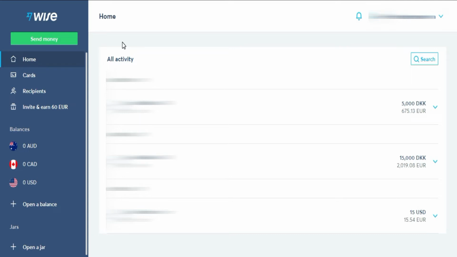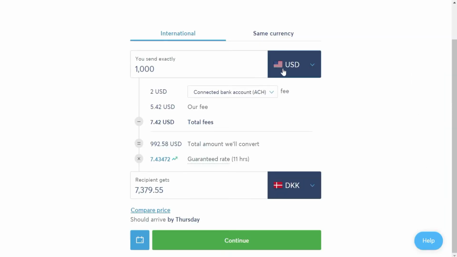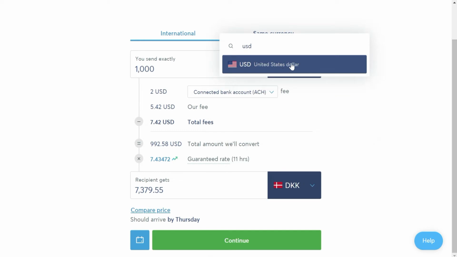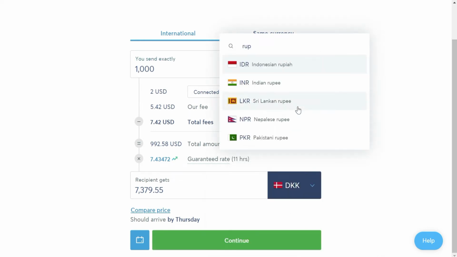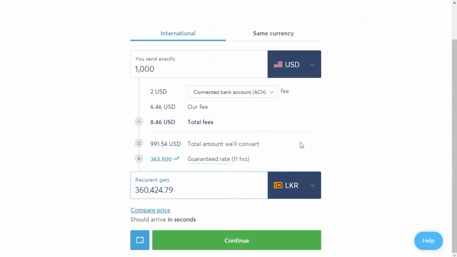Here, we will indicate the two currencies, the one we will pay with, in this case dollars, and the one we want to send, in this case, Sri Lankan rupee. Then the amount we want to send. Here you can indicate the dollars, or if you need to send a specific amount in the other currency, you can also indicate it and see the total amount of dollars. We continue with the commissions.